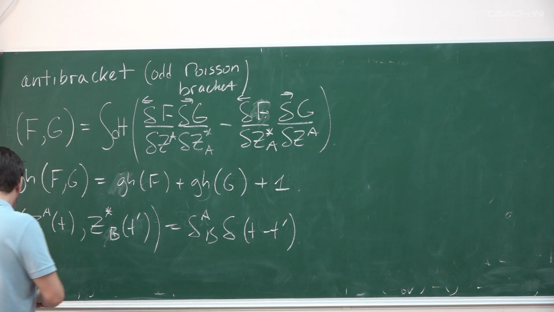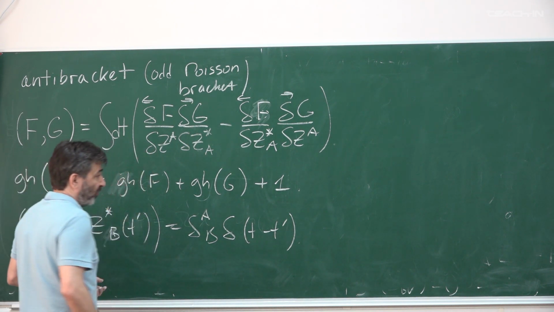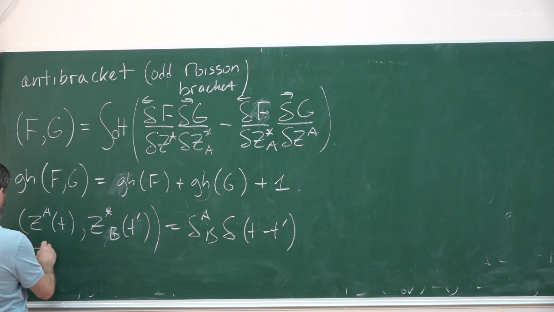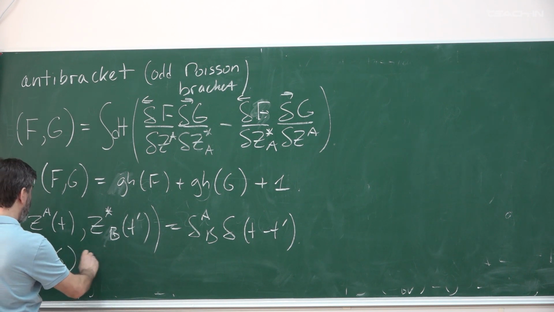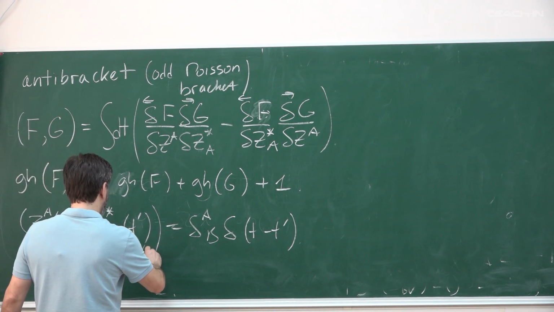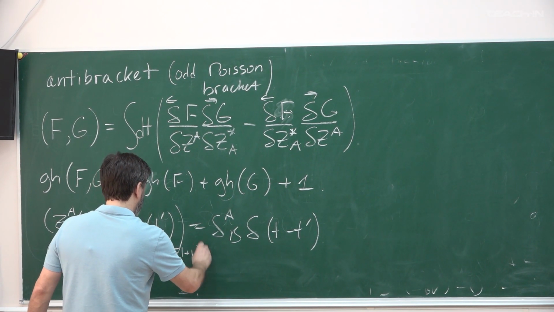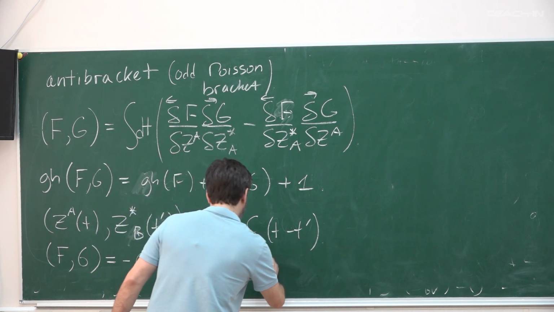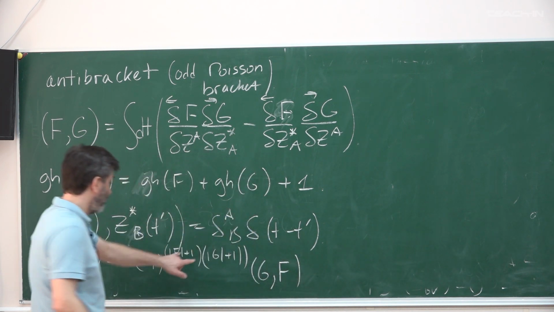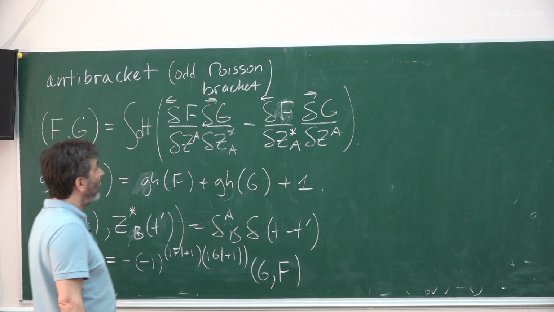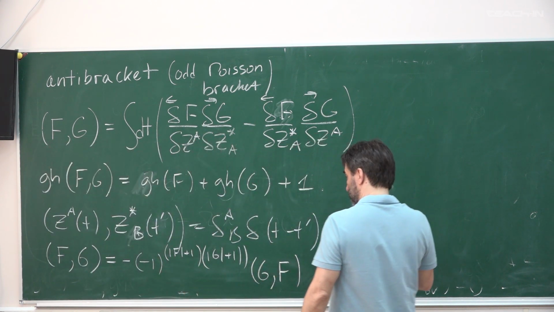What are the properties of this bracket? It's again kind of a Poisson bracket, just with some fancy symmetry properties. For instance, the symmetry property looks like this: {f,g} equals minus 1 to the power (f+1)(g+1) {g,f}. So if we exchange, we get a funny additional sign factor, and the Jacobi identity reads like this.